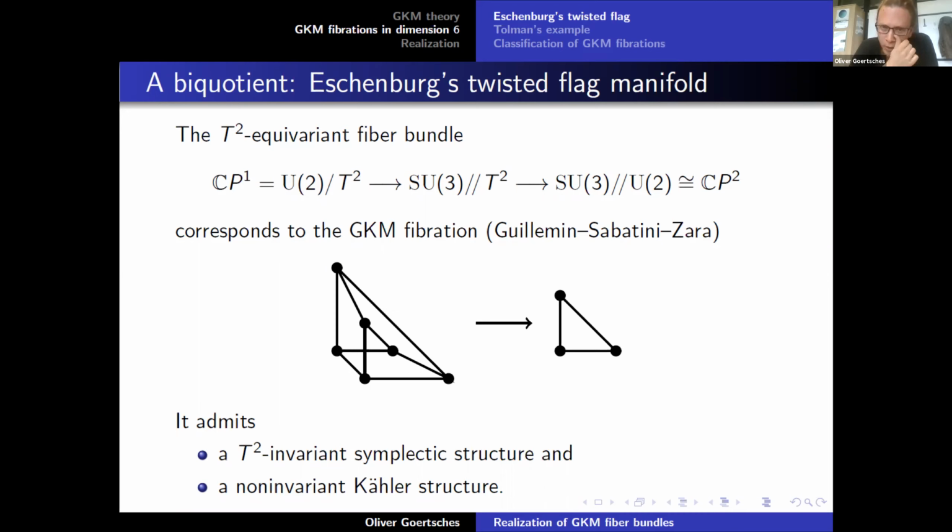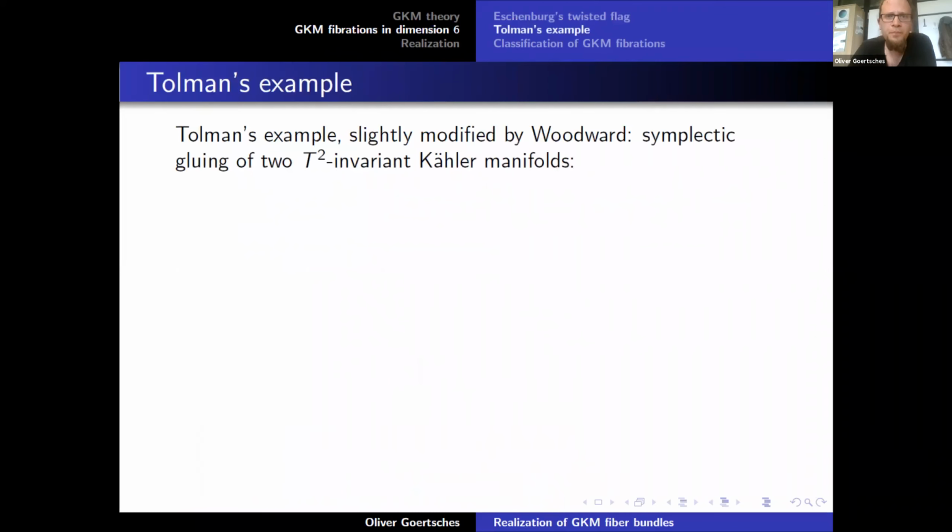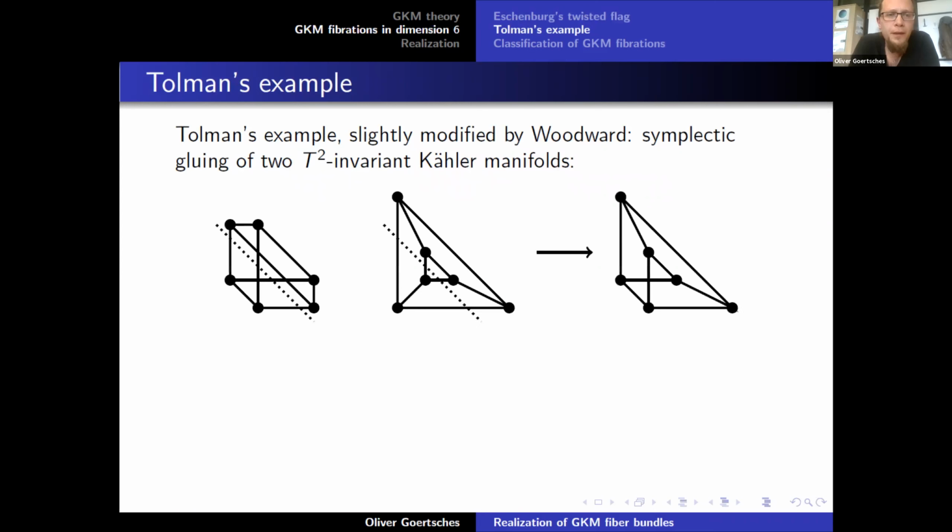Okay, and then one day a master student of mine, Maximilian Schmidt, pointed out to us that he had seen this picture here on the left before. He pointed out that it already appeared 20 years earlier in a paper by Susan Tolman, in which she constructed the first 6-dimensional Hamiltonian T2 manifolds that do not admit an invariant Kähler structure and with finite fixed point set.